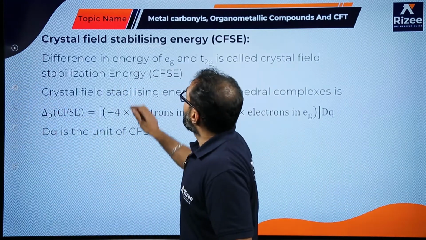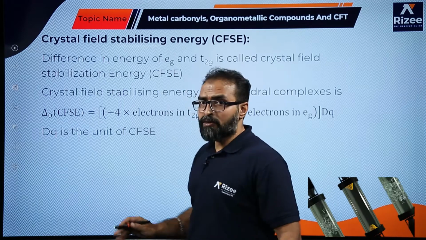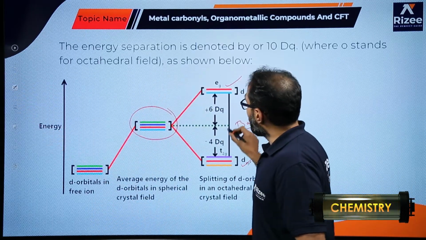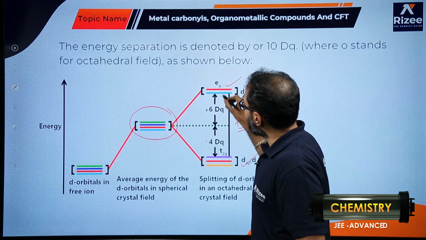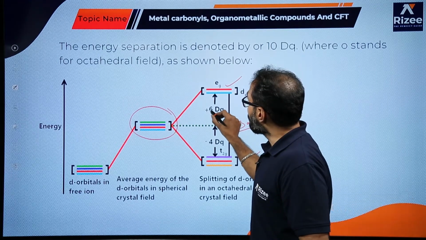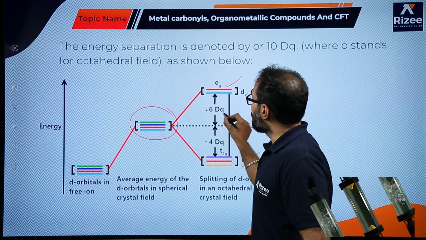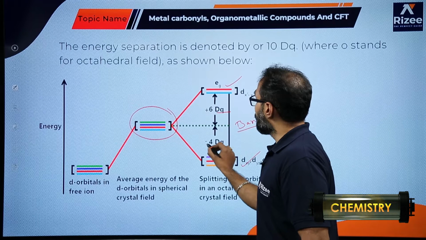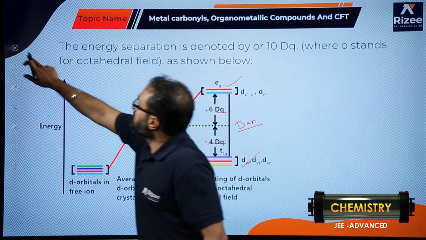Now, crystal field stabilization energy. We can see from the diagram clearly. When the electrons enter the Eg orbital, we take it as plus 6 Dq. It is the unit for crystal field energy. If the electrons enter the T2g, we write it as minus 4 Dq. Now see this formula here.